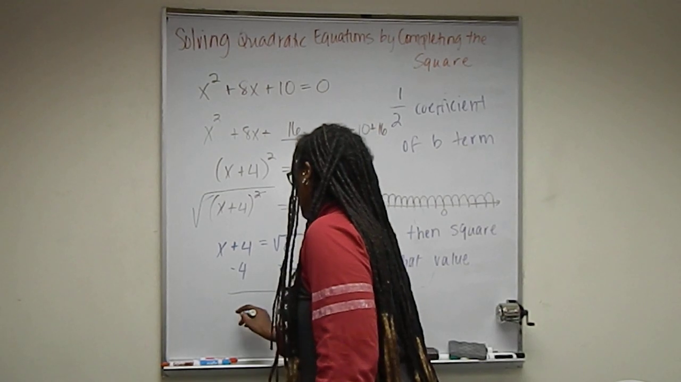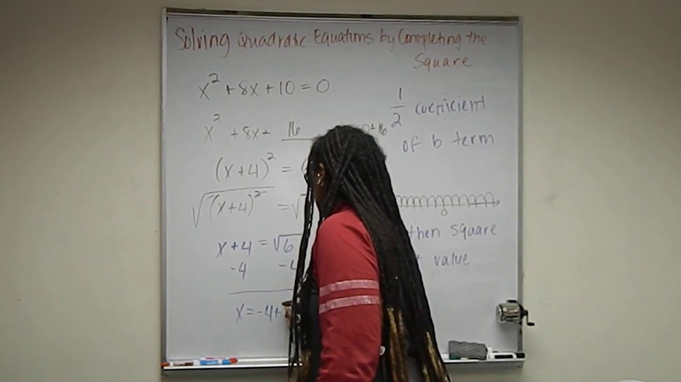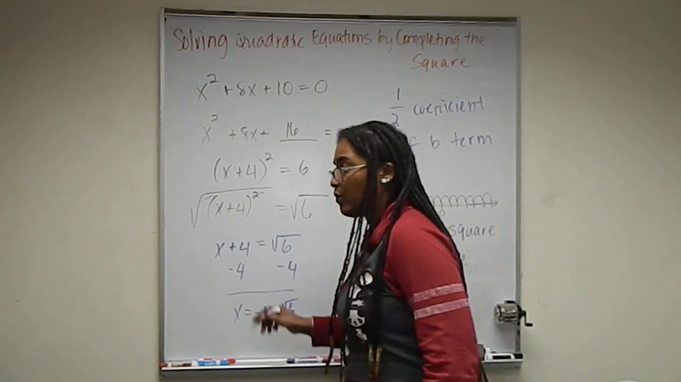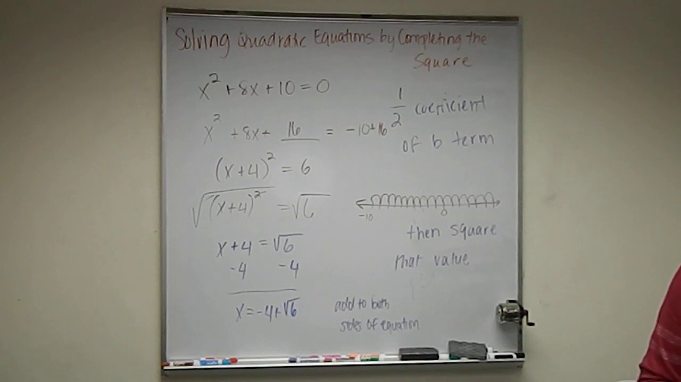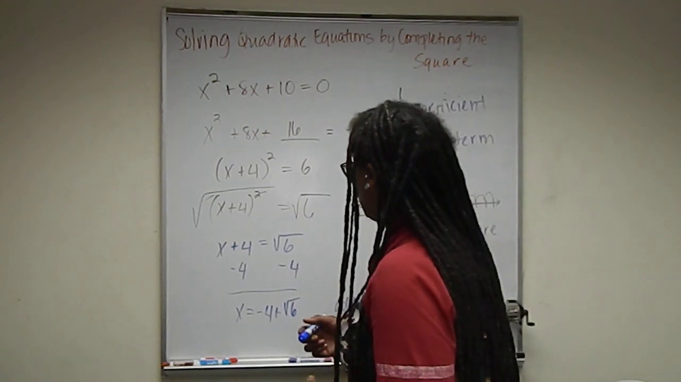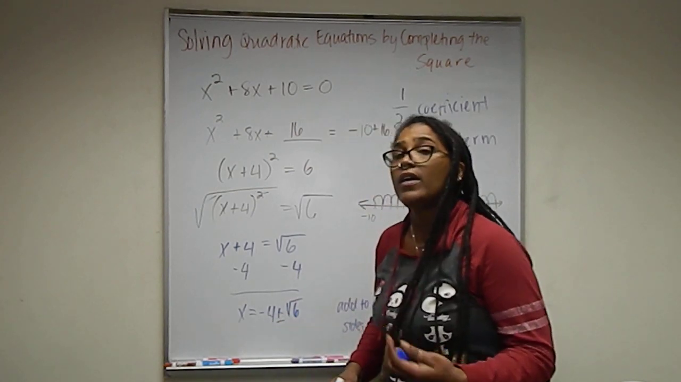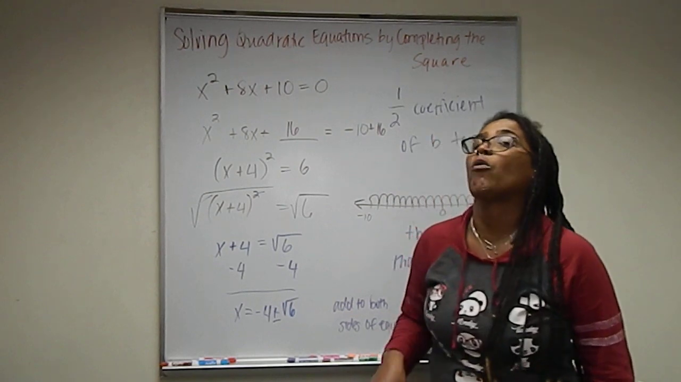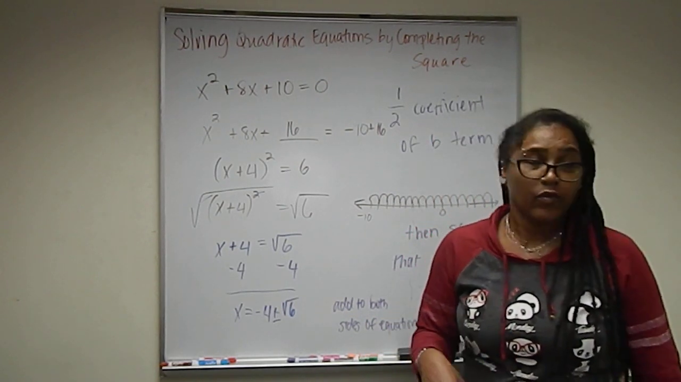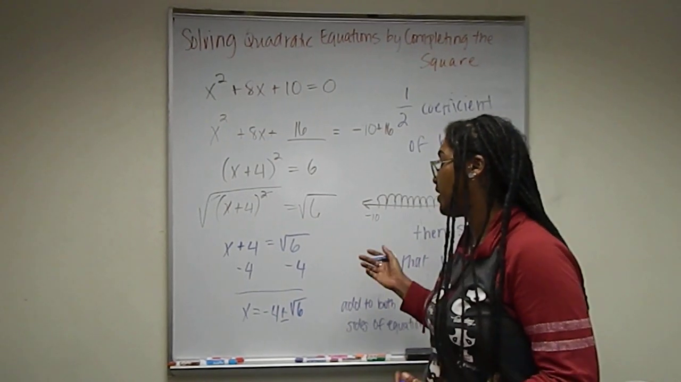Right, and we get x is equal to negative 4 plus the square root of 6. How do I know it's positive? Because there's no negative in front of it. Right? And honestly, because it's a square root, we know it could be plus or minus, right? And we know that because a negative times a negative makes a positive.